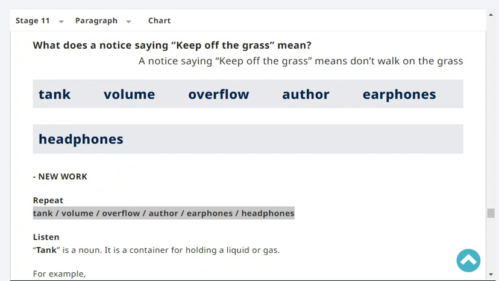Volume, overflow, author, earphones, headphones. Very good. Okay, listen.